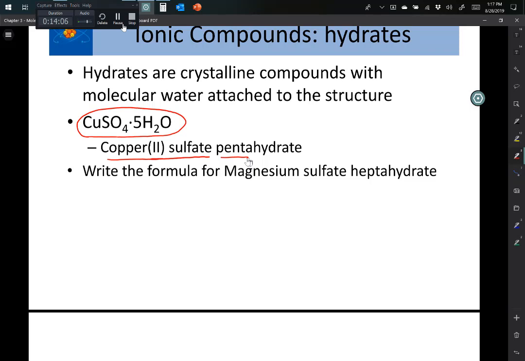The prefixes that we commonly use are mono, di, tri, tetra, penta. What's after penta? Hexa. Let's see how far you guys can go. What's the next one? Hepta. Good.